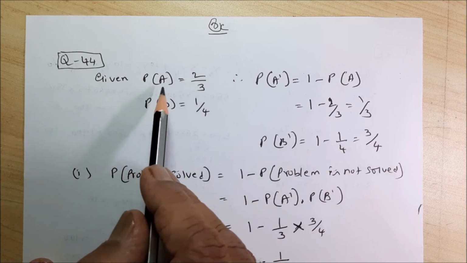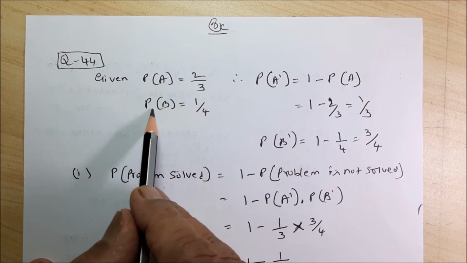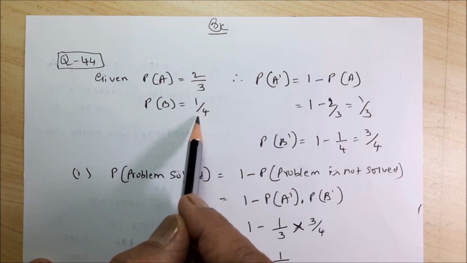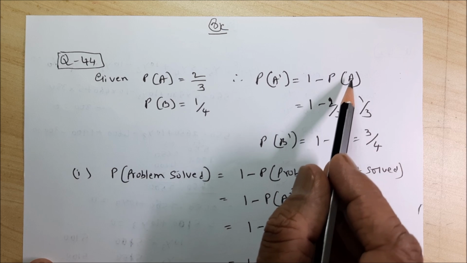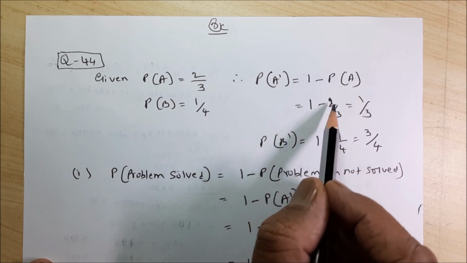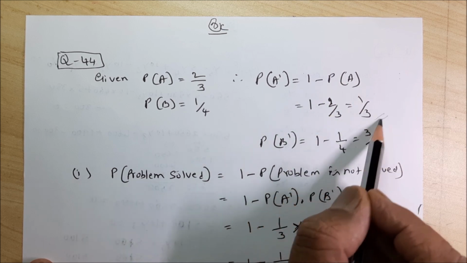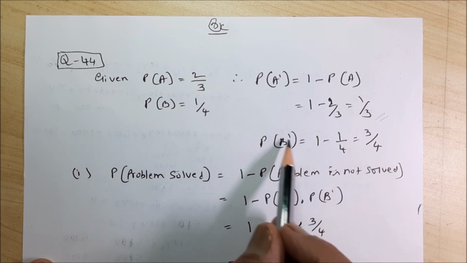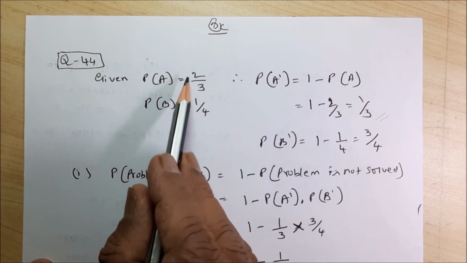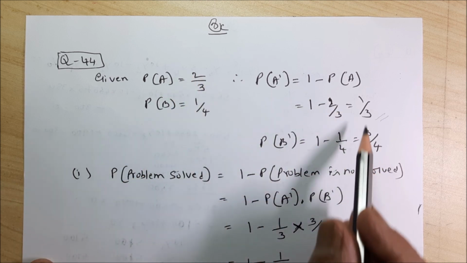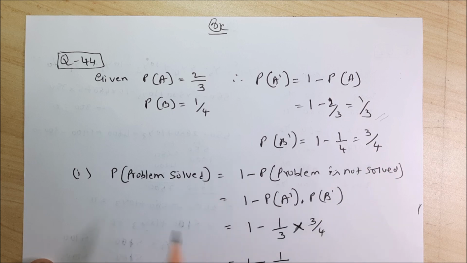Given P(A) = 2/3, P(B) = 1/4. Therefore, P(A') is equal to 1 minus P(A), that is 1 minus 2/3, which is equal to 1/3. Then P(B') is equal to 1 minus 1/4, which is equal to 3/4. So whatever has been given has been applied, and this is the remaining.